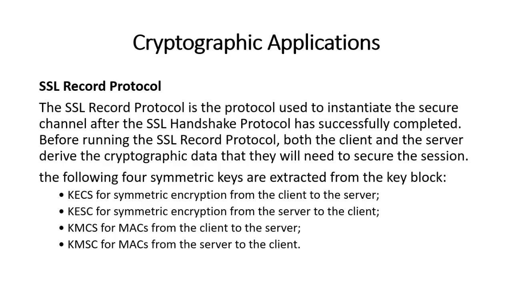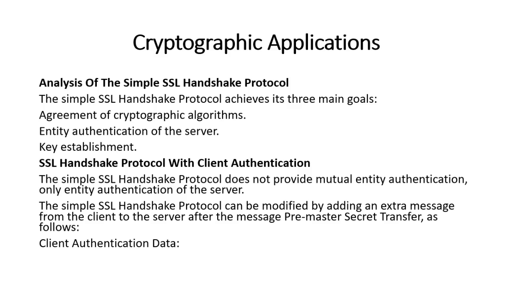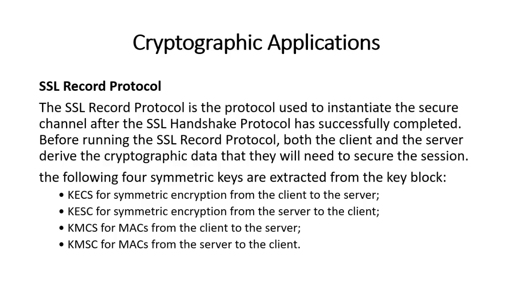This is all about the SSL handshake protocol. Next one is the SSL record protocol. The SSL record protocol is used to instantiate the secure channel after the SSL handshake protocol has successfully completed. Before running the SSL record protocol, both the client and the server derive the cryptographic data that they will need to secure the session. The following four symmetric keys are extracted from the key block.